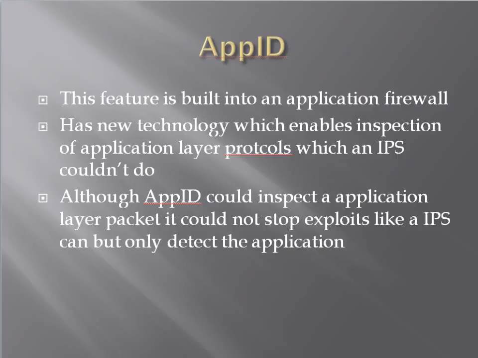App ID is a feature built into an application firewall as new technology which enables inspection of application layer protocols, which an IPS couldn't do. It could inspect the application layer packet, but it could not stop exploits like an IPS can, only detect the application.